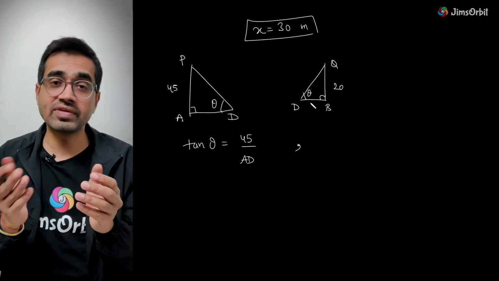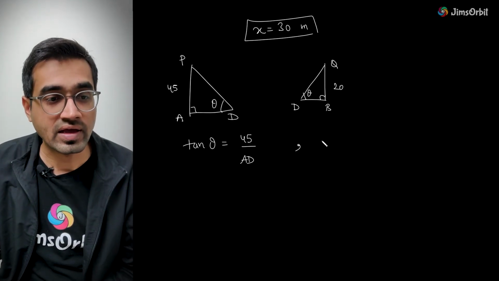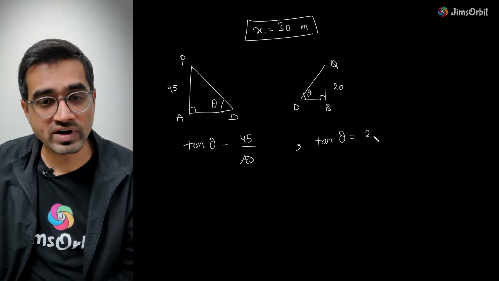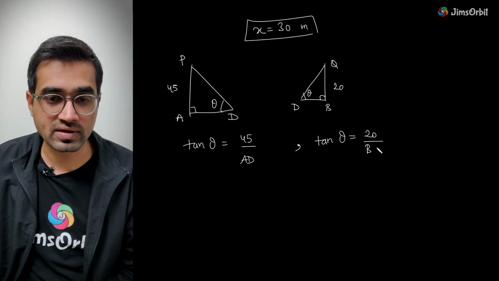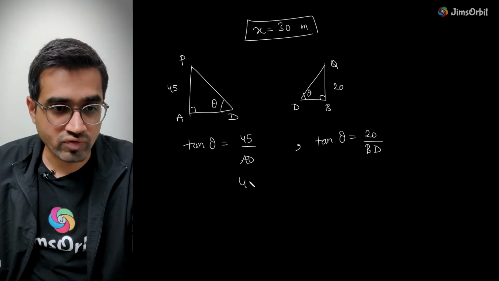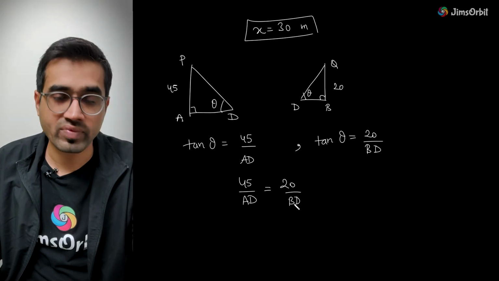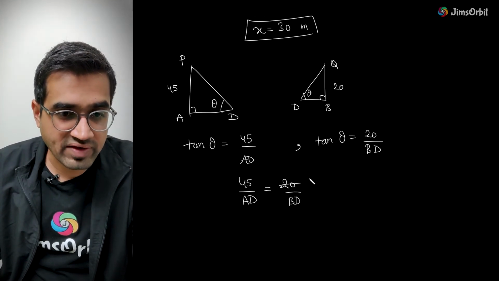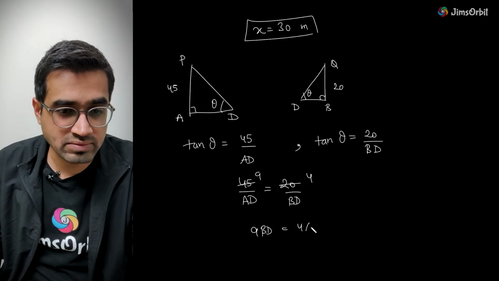The angle of elevation is the same for both the poles from that point D. So tan theta is vertical upon whatever the base is. So DB or BD, now you know both are equal. So 45 upon AD is the same as 20 upon BD. So 5 4s are 20, 5 9s are 45. So 9 times BD is 4 times AD.